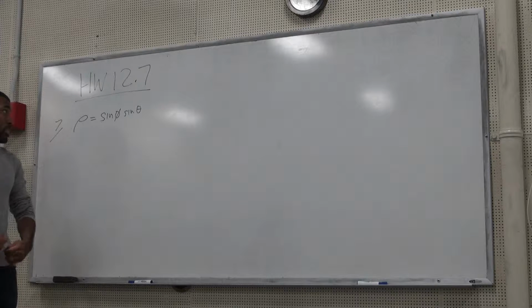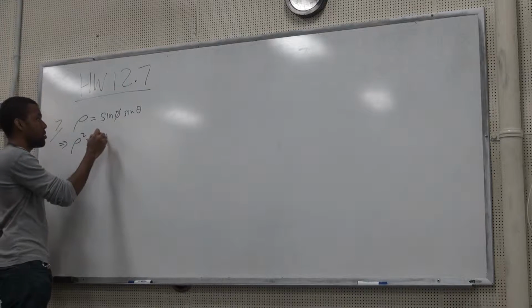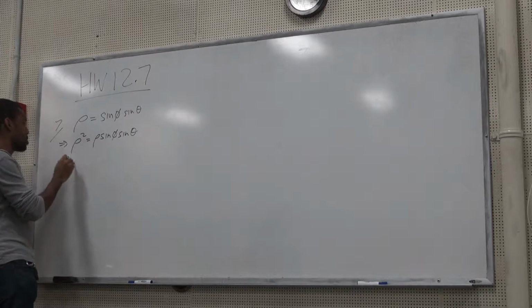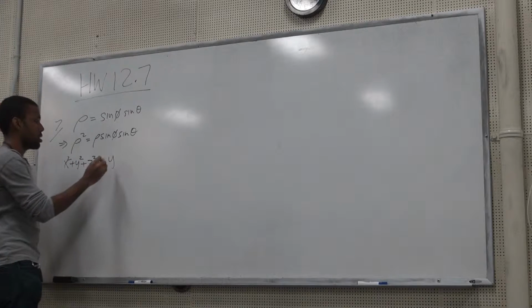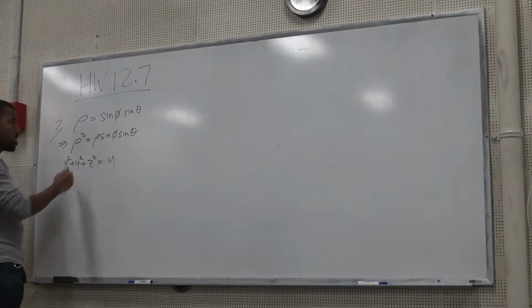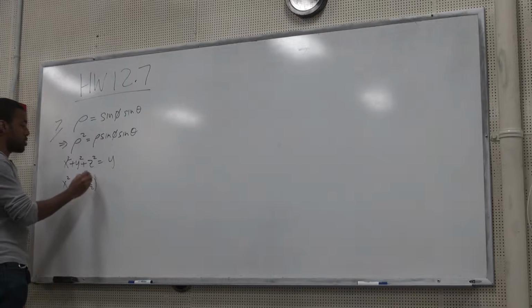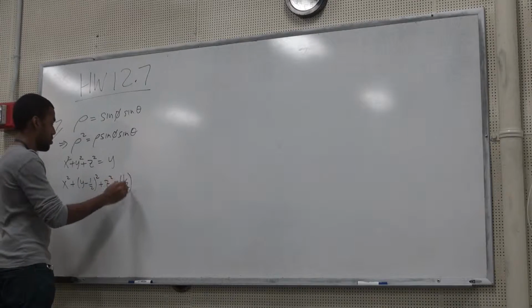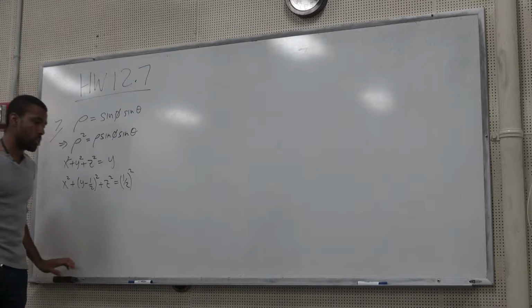You could transform it to rectangular. I could multiply both sides by rho. I get rho squared is equal to rho sine phi sine theta. This I know is x squared plus y squared plus z squared, and this I know is y. So I just bring that over and complete the square. I get x squared plus (y minus 1/2) squared plus z squared equals (1/2) squared. So it's a sphere centered at (0, 1/2, 0) with radius 1/2.